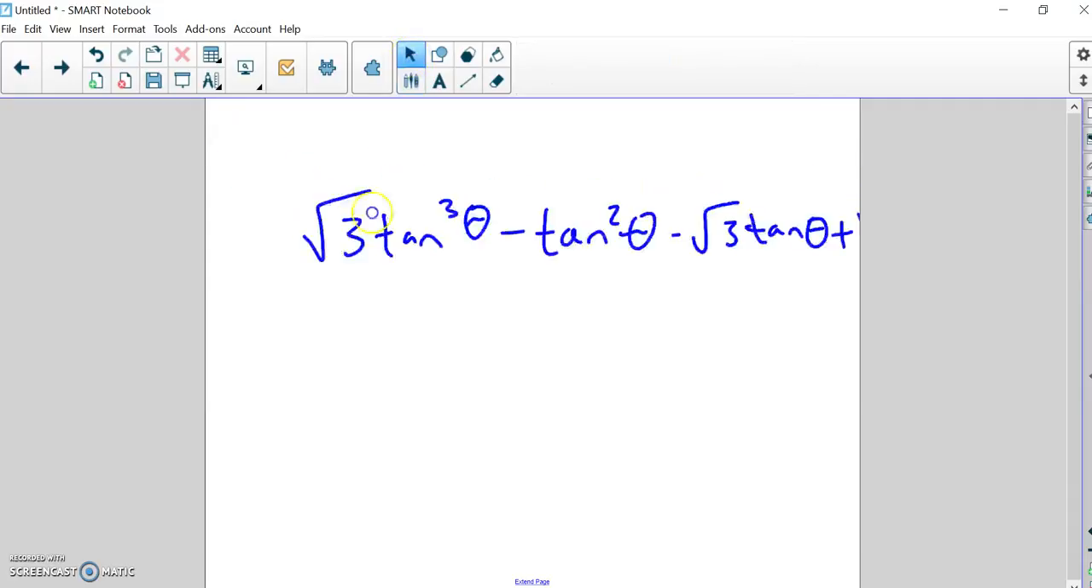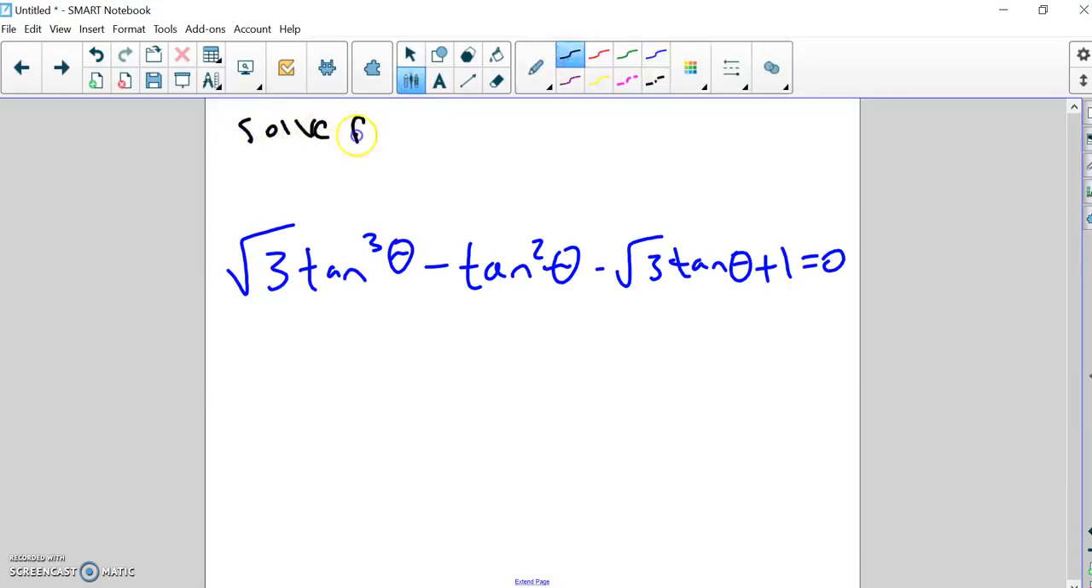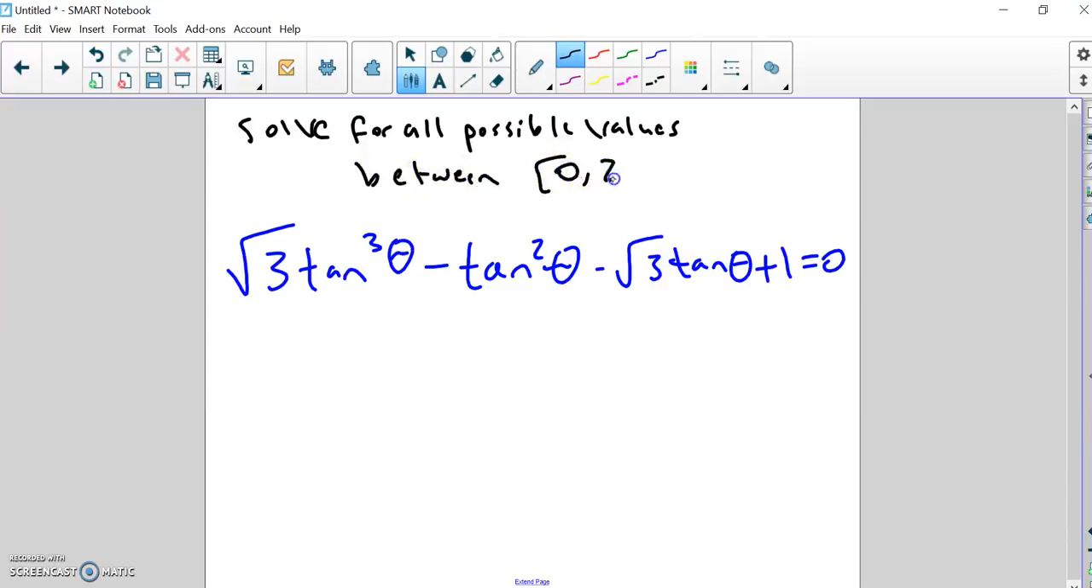Okay, just like I was telling you guys in class, the directions for something like this are going to be: solve for all possible values between bracket 0 to 2 pi. Okay, so essentially any angle that's on the circle, you can solve for it here.